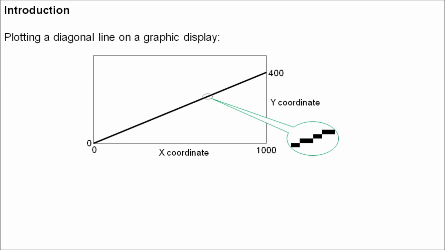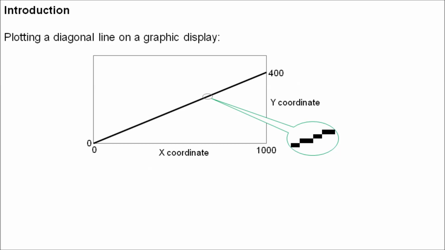For instance, if we need to plot a diagonal line on a graphic display from the origin to the point 1400, we can create a loop and step through the x-coordinates from 0 to 1000 and calculate the y-coordinate for each value of x, and then plot each xy point on the display. Now, because we are dealing with integer values, the plotted line, which may look straight from a distance, will actually consist of small horizontal lines of either 2 or 3 pixels each.